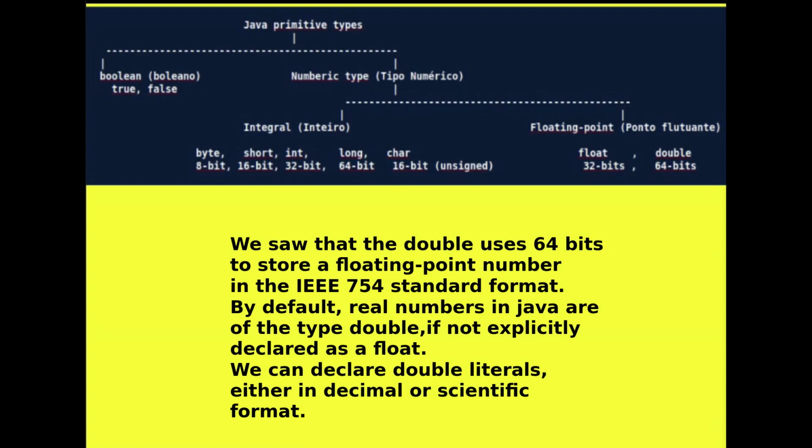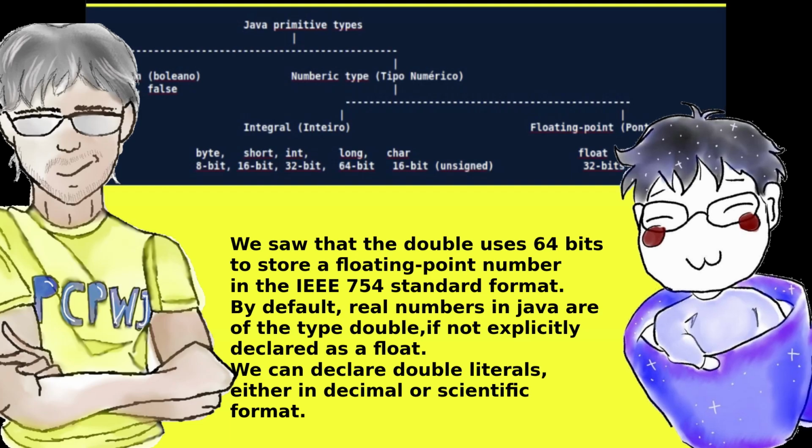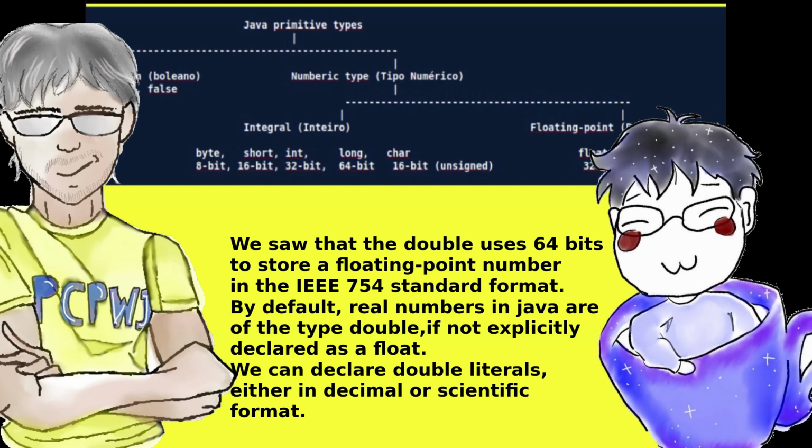We've come to the end of this lesson. We saw that the double uses 64 bits to store a floating point number in the IEEE 754 standard format. By default, real numbers in Java are of type double, if not explicitly declared as a float. We can declare double literals either in decimal or scientific format.